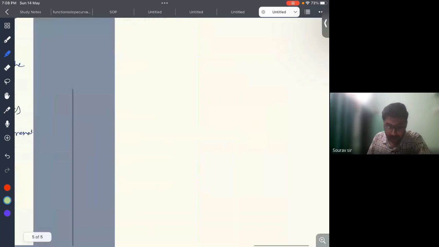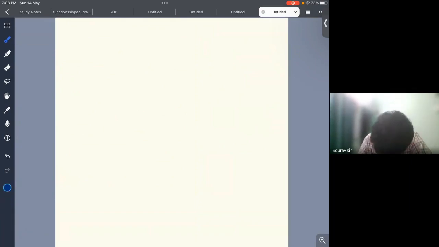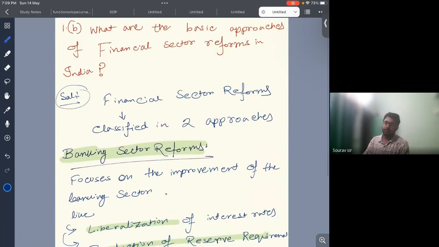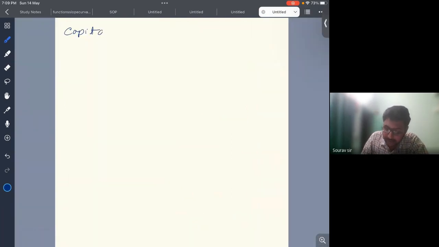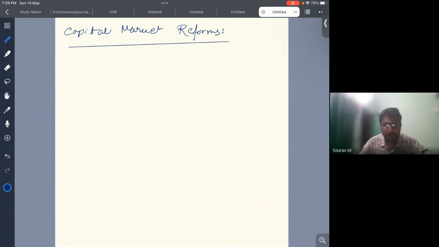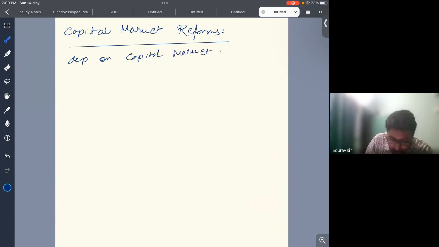Okay. Now the other reform is capital market reforms, because we have mentioned that you can generally divide financial sector reform in two parts, and it can be classified in two approaches. The first approach was banking sector reforms, and the second approach is capital market reforms. Okay, so this approach aims to develop the capital market and includes measures such as, that means it is based on or dependent on the capital market, right?